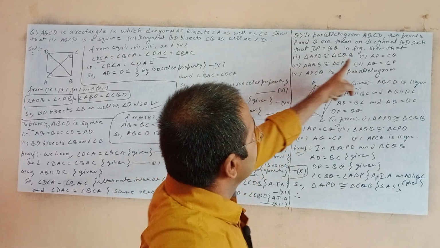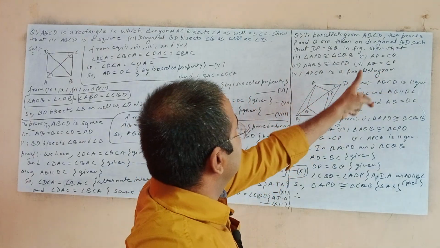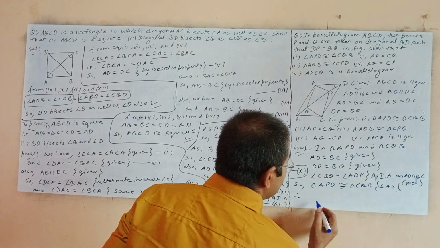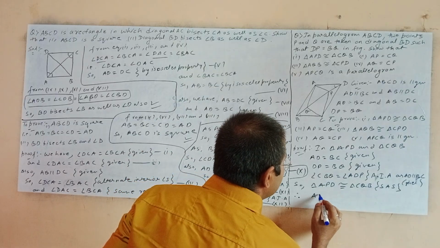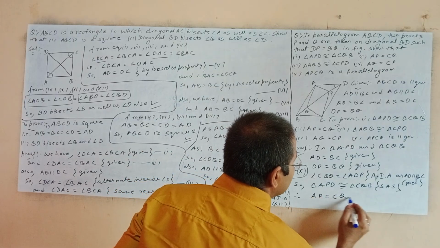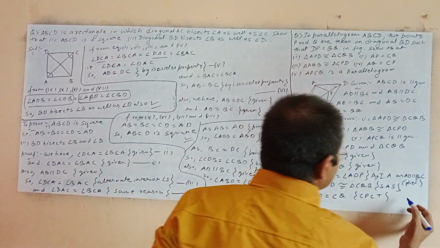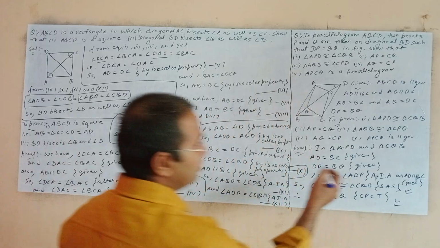Therefore, now see, AP and CQ are parts of congruent triangles. So here you will write down AP is equal to CQ by CPCT. Okay, so two things you have proved here.